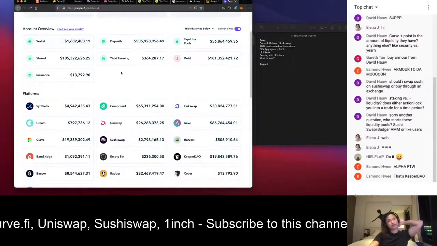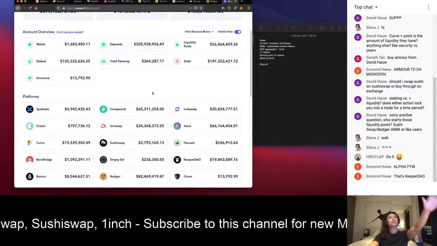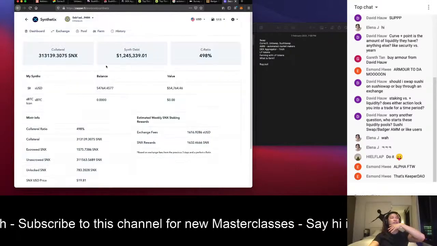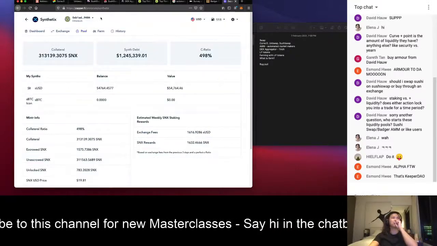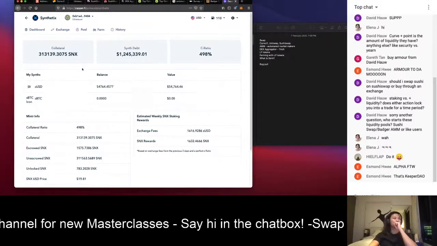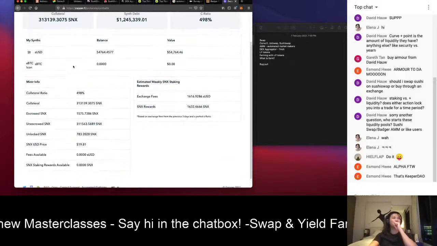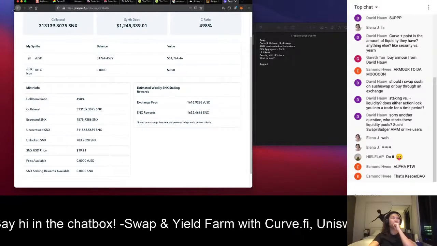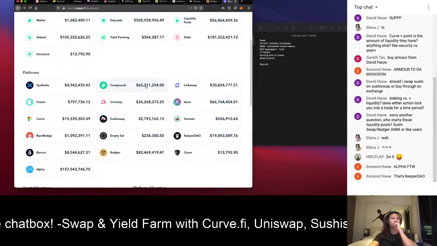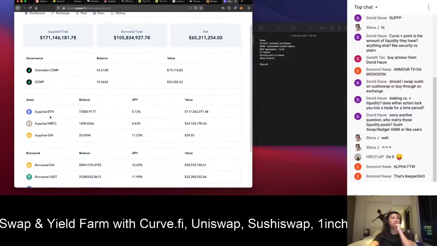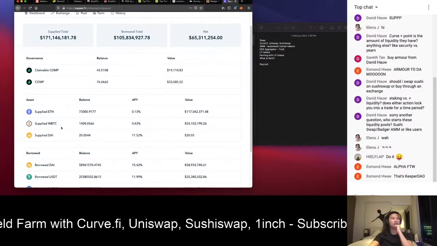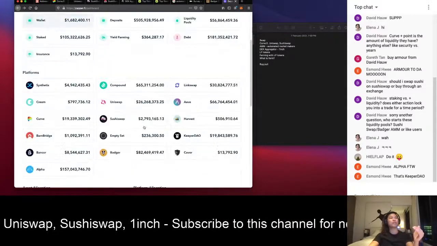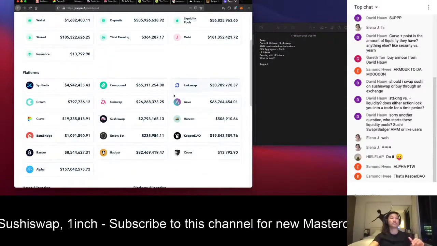On Zapper.fi, there are two ways to see stuff, right? So this is one way. Then you can see what he's up to. In this case, he has a lot of stuff in Synthetix, SNX. You can open it and see what his SNX is doing, his collateral ratio, and so on. Or say Compound: you open Compound, you can see he's supplied Ethereum, WBTC, and DAI, and he's borrowed like this. And this would work for you as well, right? It's like a balance sheet, your balance sheet.